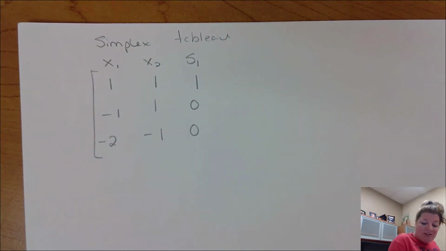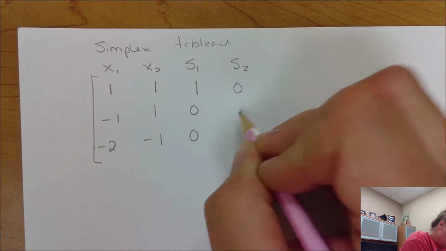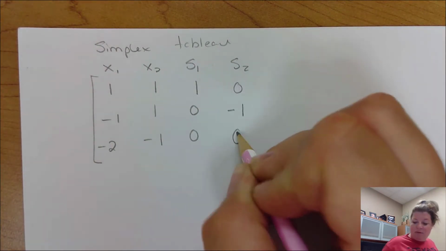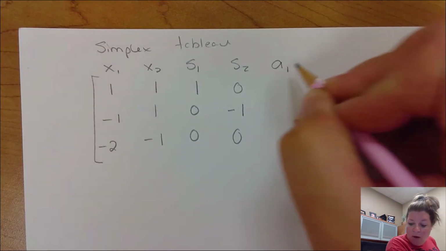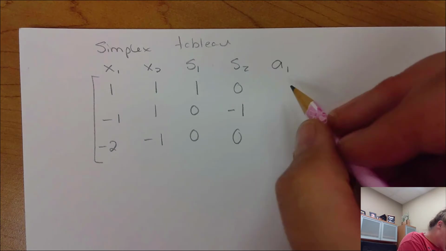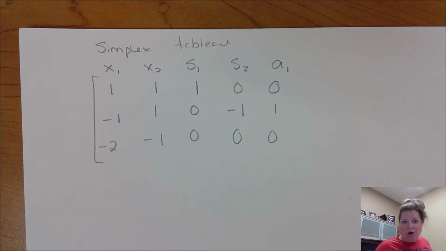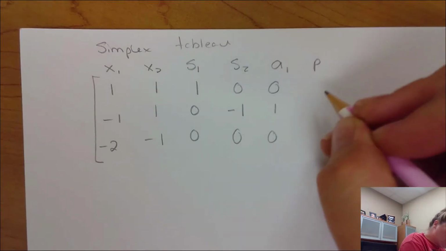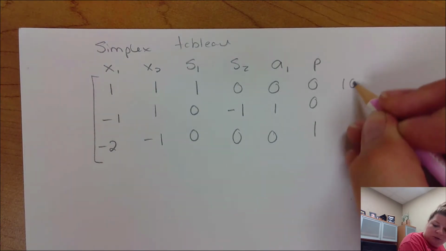Okay, for S2, it was a little different. It was on the second one, but it was negative. Okay, artificial variable 1 only came in on the second one, and it was a positive 1. It was just artificial variable, no negative. And then you have your P, which was 0, 0, 1. And then we have our numbers, 10, 2, 0.